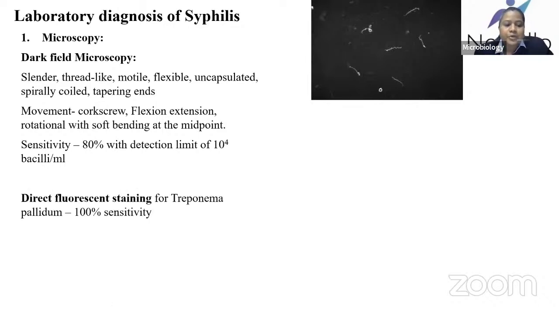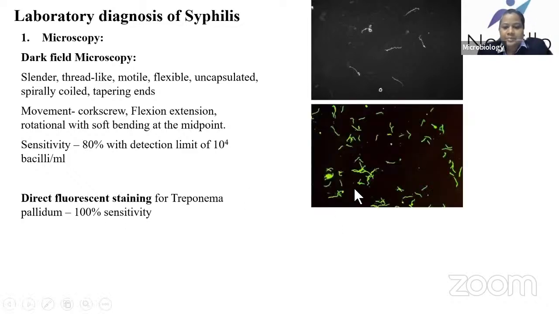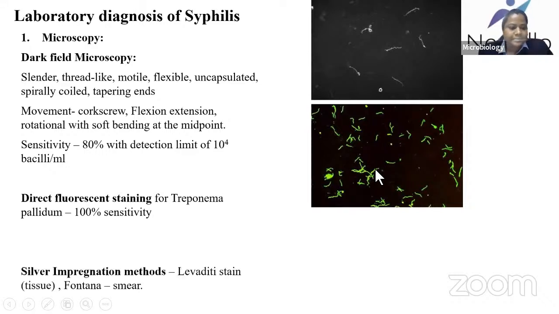And also you can do a direct fluorescent staining for microscopy, where you will be staining the treponemal antigen with fluorescent dyes. If the sample has Treponema pallidum, it will never be missed because it has 100% sensitivity by direct fluorescent staining. This is the picture which shows the fluorescent stained spirochete, Treponema pallidum, seen as brighter under a fluorescent microscope.